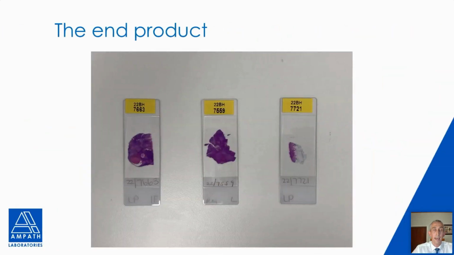And this is our end product. On the left, we have a section of a renal cell carcinoma. In the middle, a section of an endometrial adenocarcinoma. And on the right, we have a cross-section of a skin excision for a basal cell carcinoma.